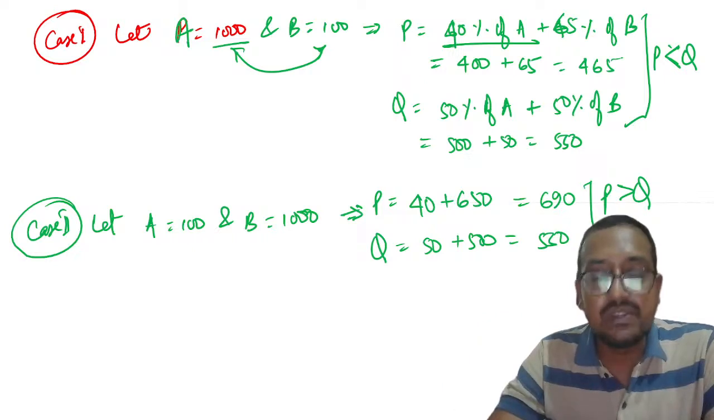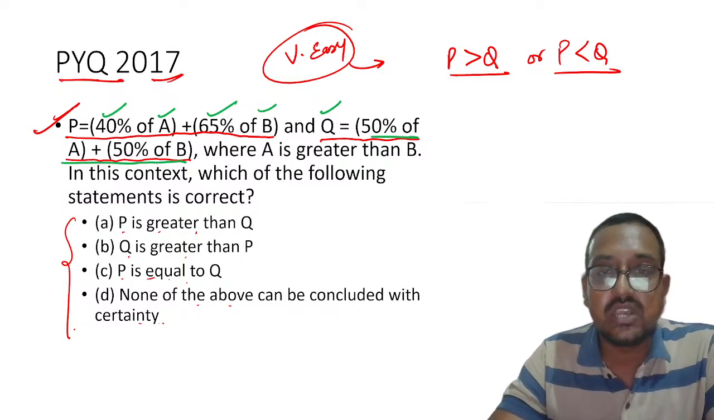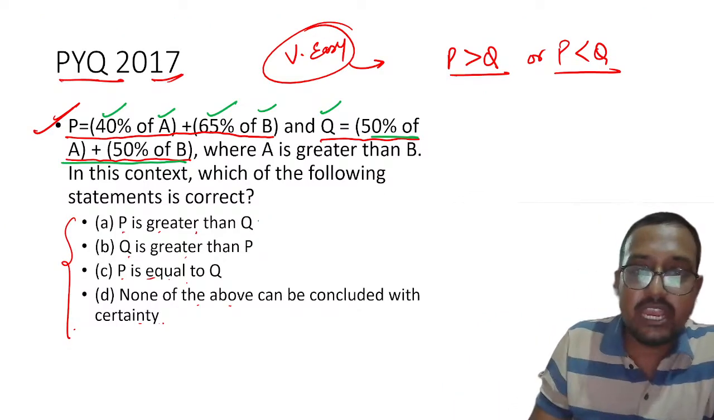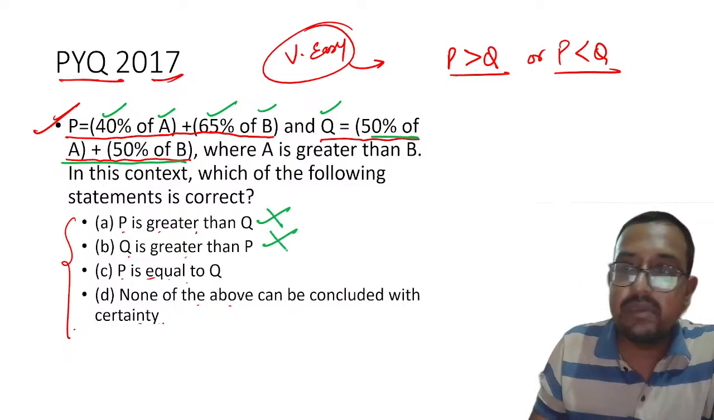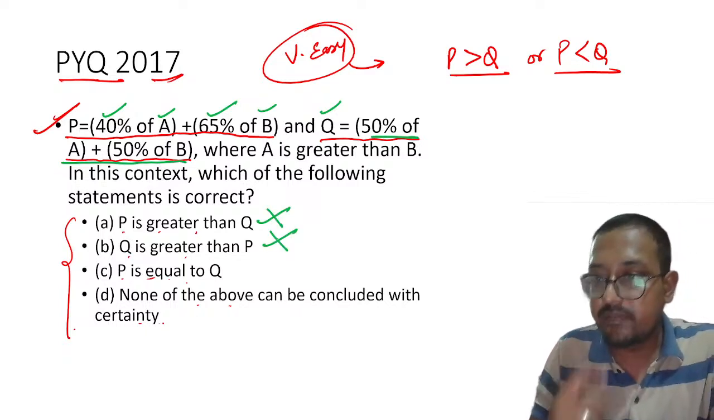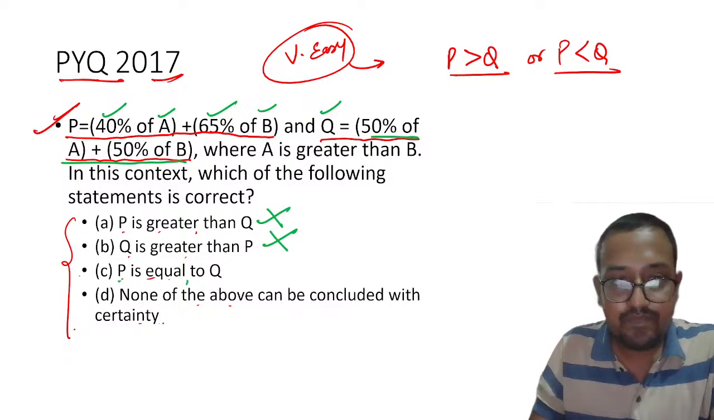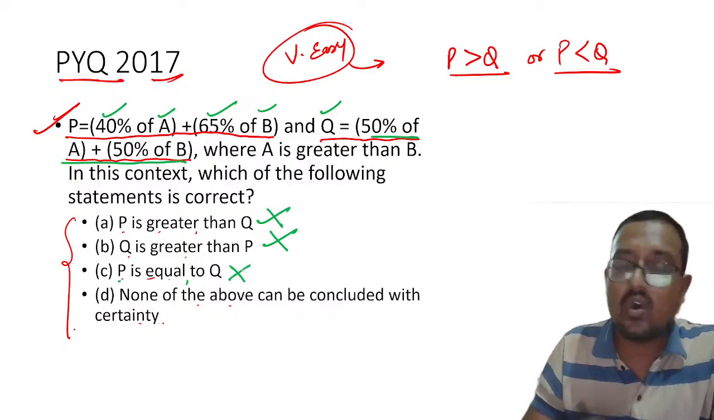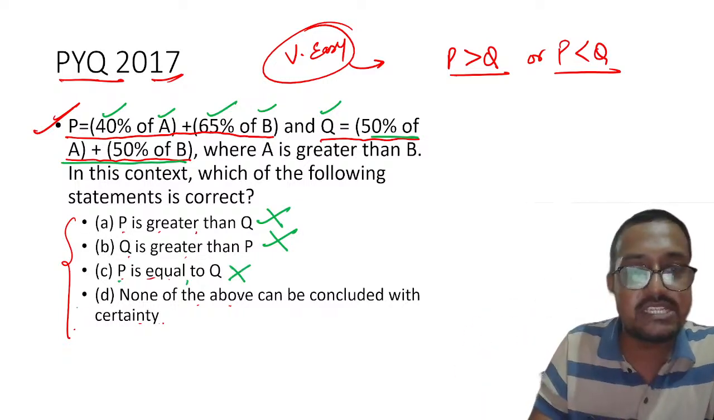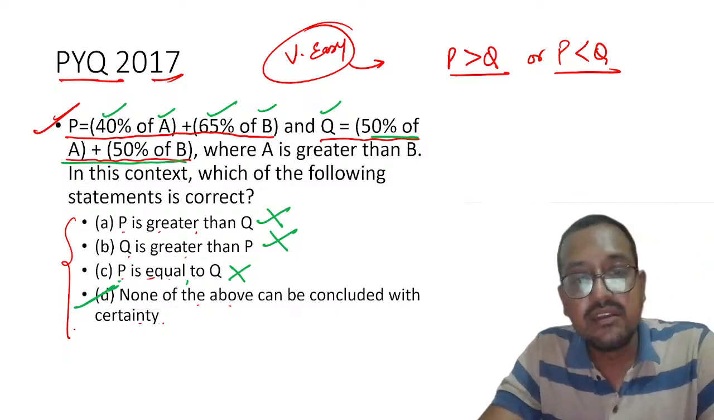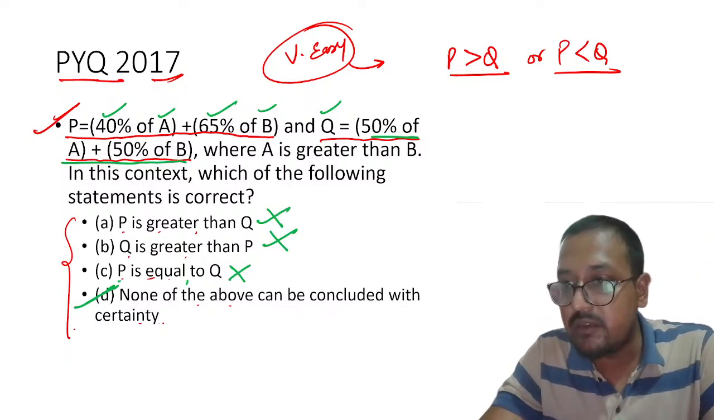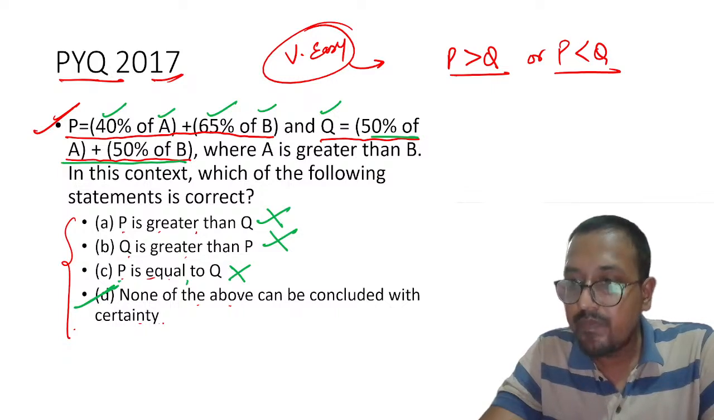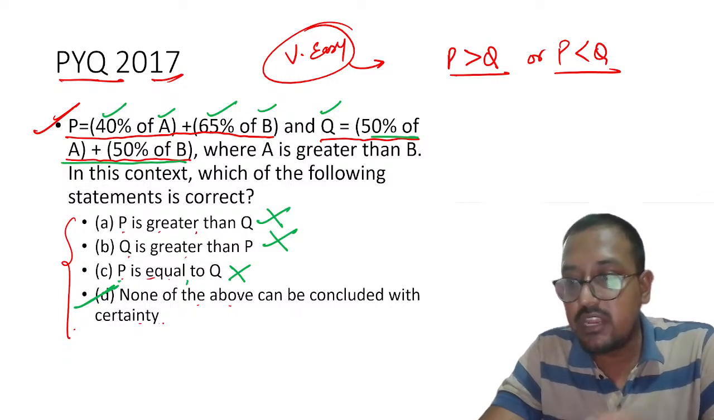So can you conclusively say that any one of the statements is correct? Can they be correct in all circumstances? No. Obviously no, right? P is greater than Q, P is less than Q, P is equal to Q may be correct, but not always. So the answer will be D: none of the above can be concluded with certainty. I hope this is clear. Clear to everyone?